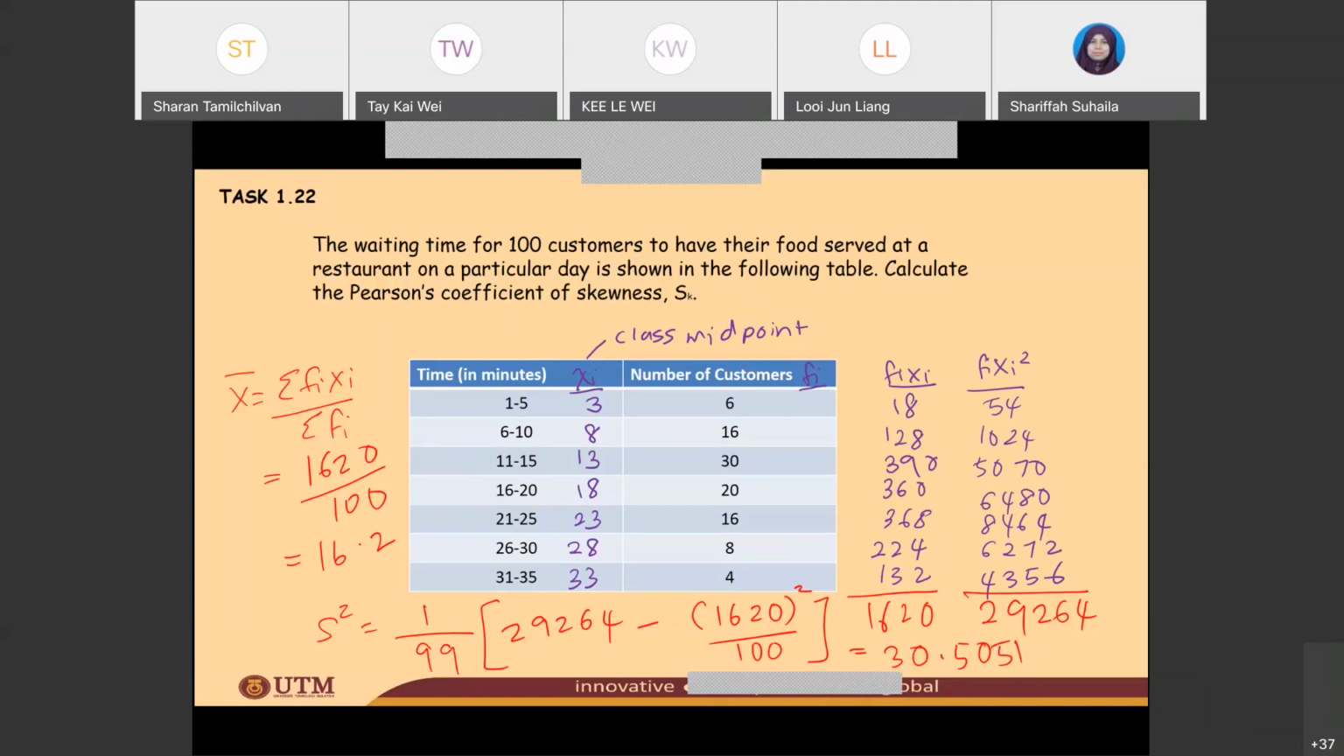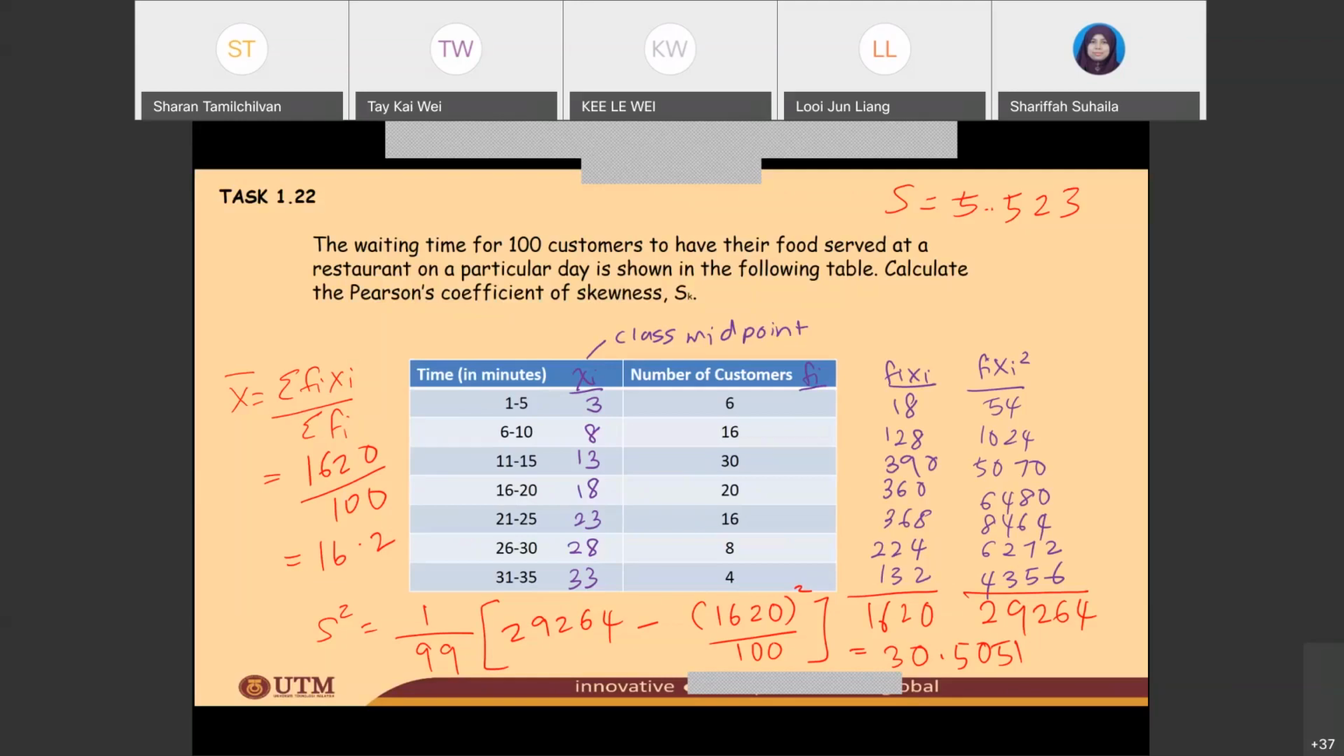So you complete your S. So your S should be 5.523. Okay. So that is your sample mean and also sample standard deviation. So you can either find your class median or your class mode. Maybe we use class mode.